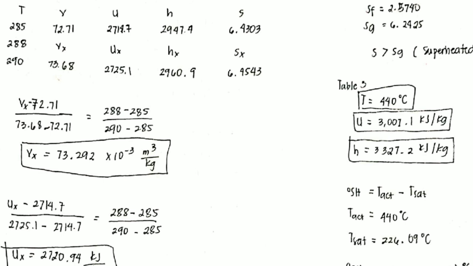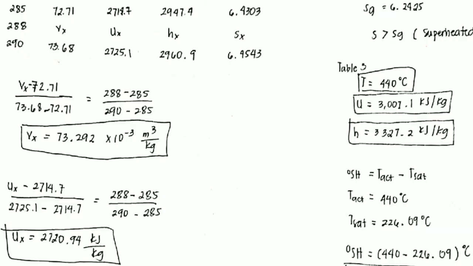So, it goes like this: Vx minus the V value at 285 over the V value at 290 minus the V value at 285 equals T-act, which is given as 288, minus 285 over 290 minus 285. If we input it in our calculator, we can get Vx equals 73.292 times 10 to the power of negative 3 cubic meter per kilogram. I hope that is not confusing.